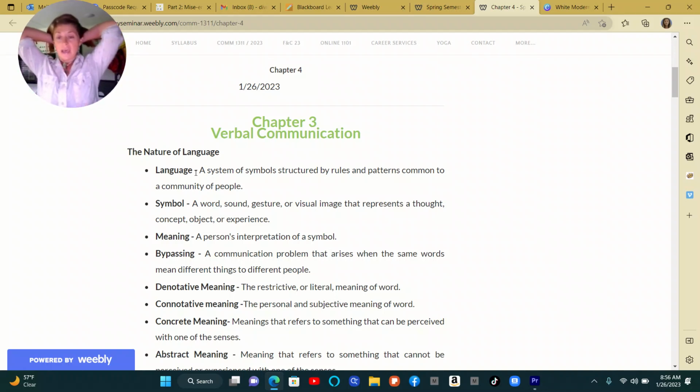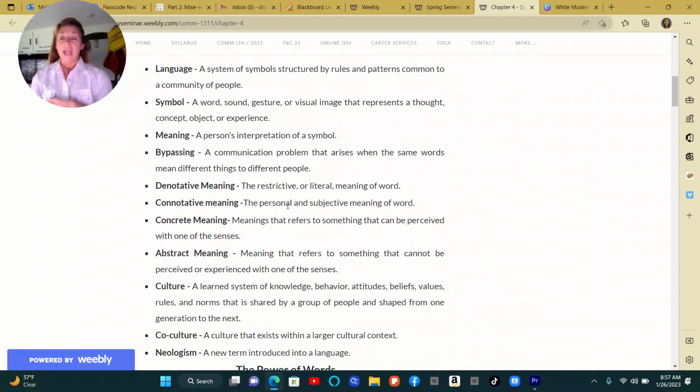Denotative meaning is the restrictive or literal meaning of a word. So it's like what the word denotes, right? The denotative meaning of the word. Connotative meaning is the personal, subjective meaning of a word. The concrete meaning is the meaning that refers to something that can be perceived with one of the senses. An abstract meaning refers to something that cannot be perceived or experienced with one of the senses.